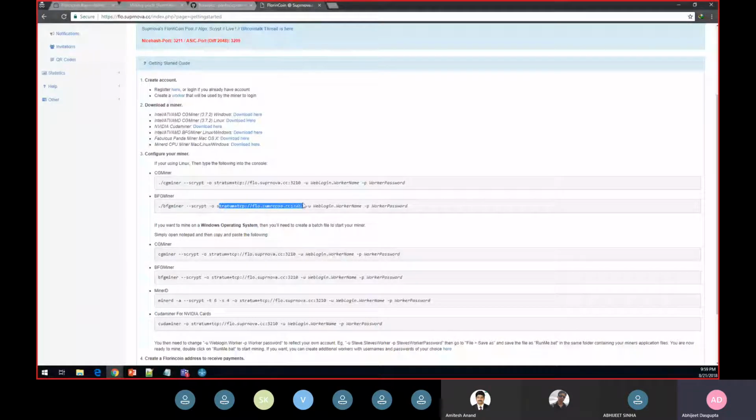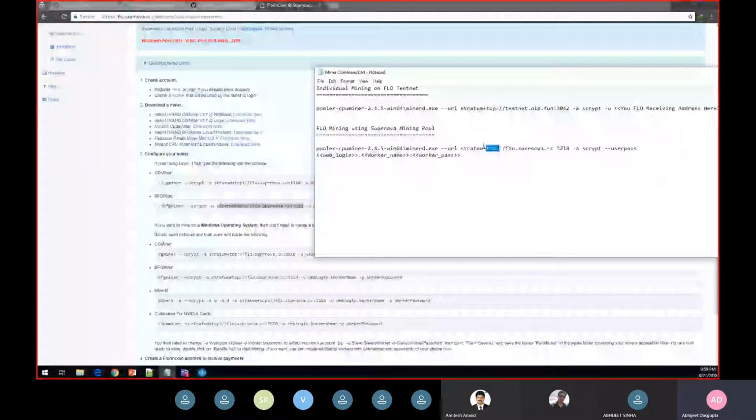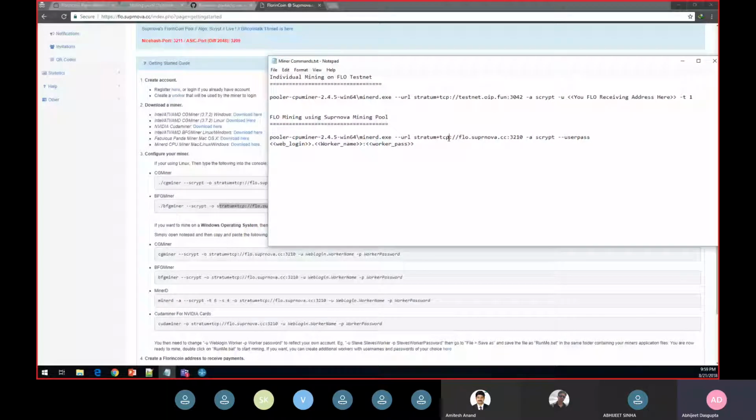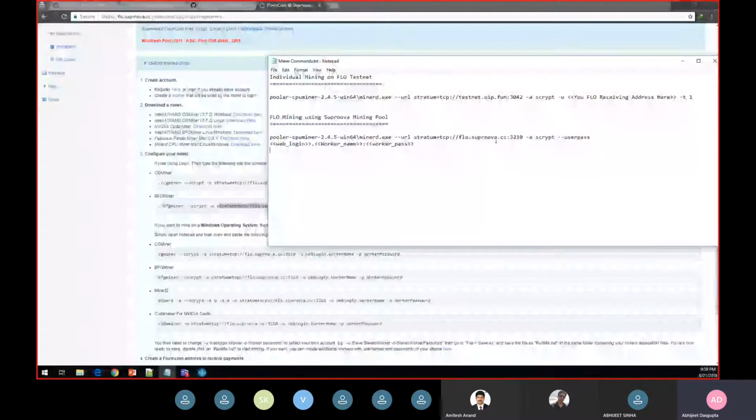But I also would like to explain this particular term that we are using here. It's called stratum plus TCP. TCP is the Transmission Control Protocol that is used for transmitting data packets over the internet. Stratum is a protocol similar to TCP, which is used only in mining. So this Flow mining pool, Flow Supernova, uses both Stratum and TCP as protocols for accessing it.